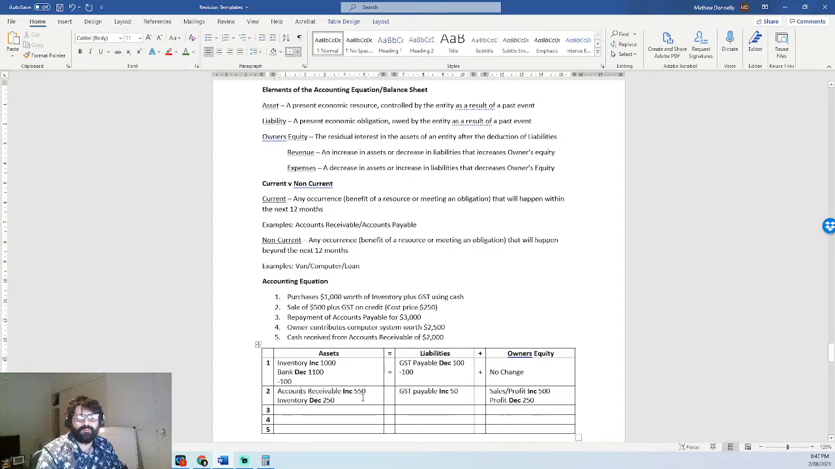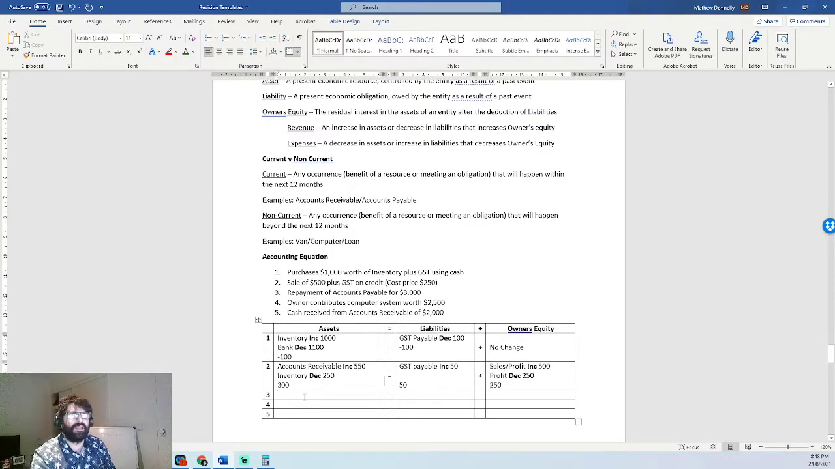Now, when you do this, make sure you treat this as separate transactions. Now, we see the net increase is 300, so we leave it as a positive. We see the net increase here is 50, and we see the net increase here, 500 minus 250 is 250, and there we go, we see 300 equals 50 plus 250. Nice. Number 3, repayment of accounts payable for $3,000.